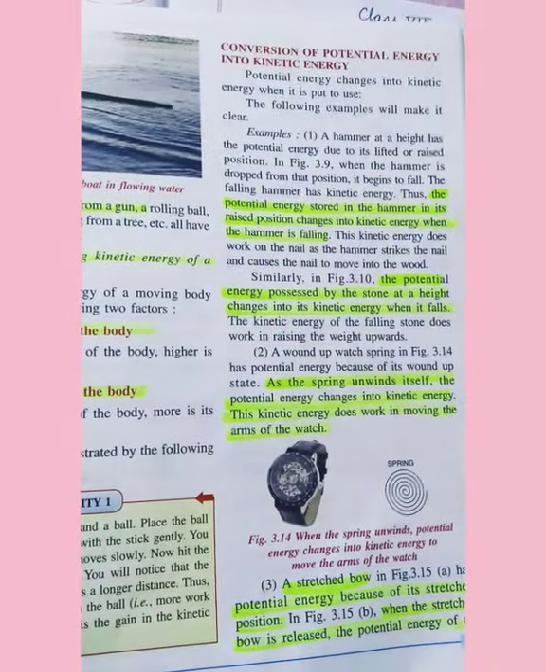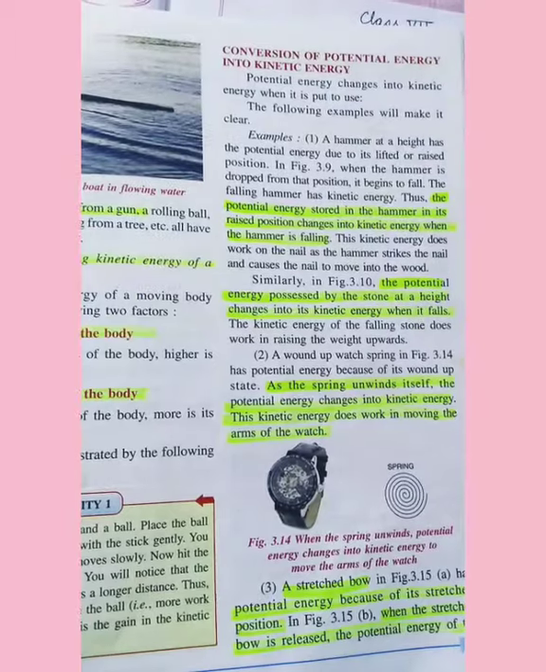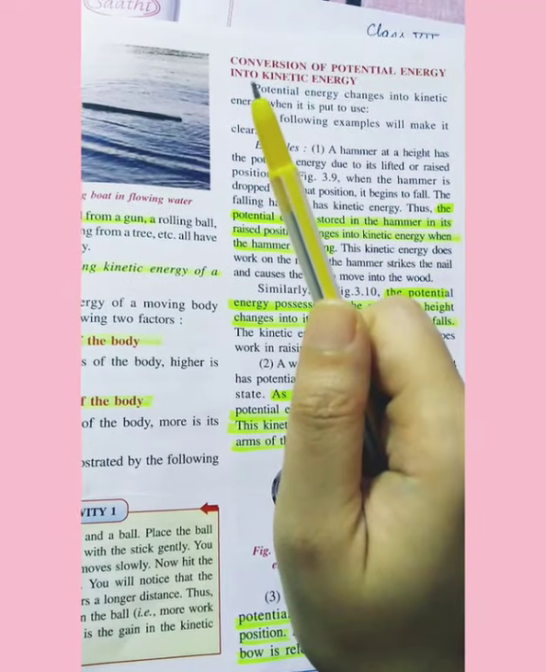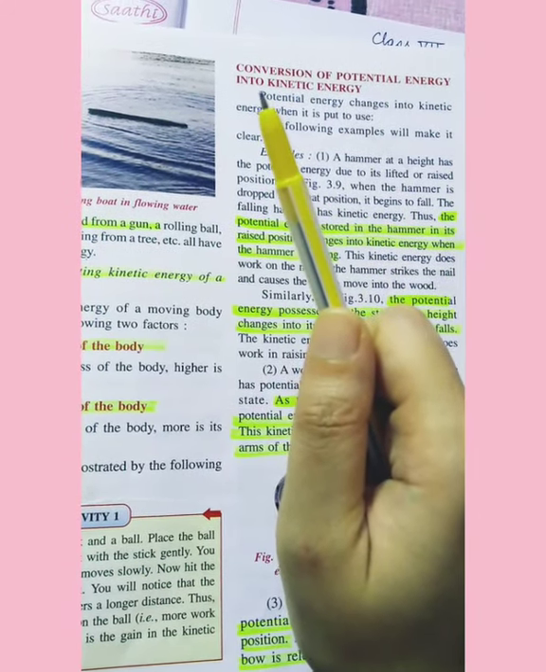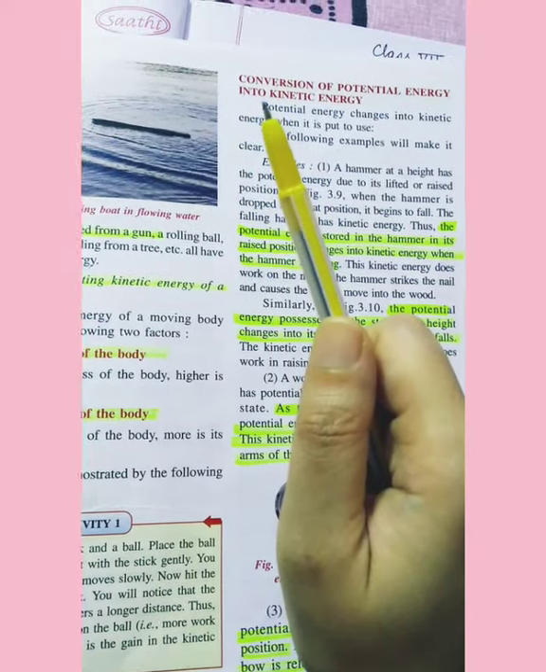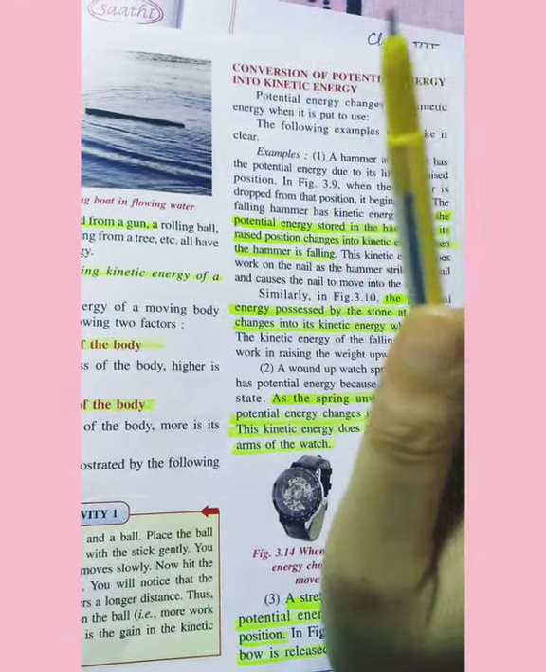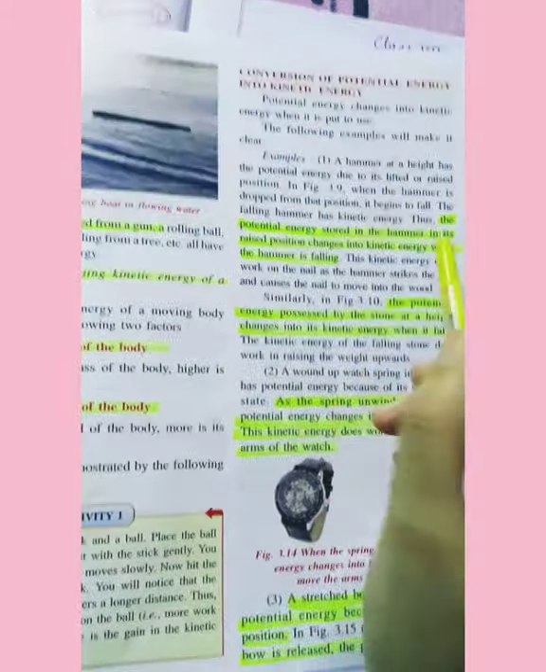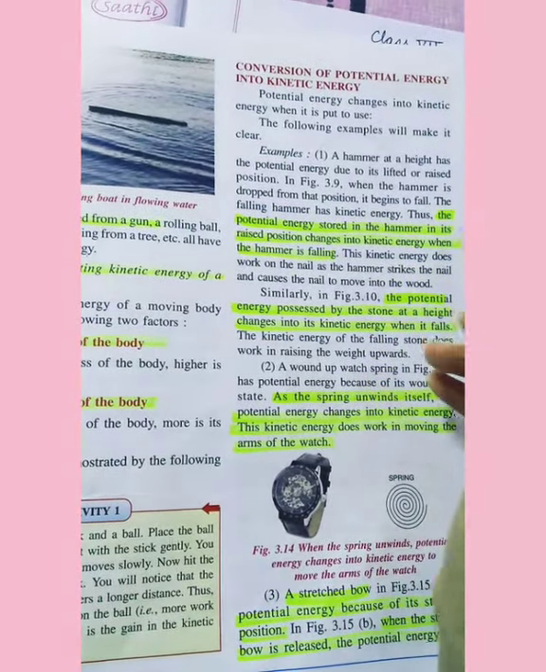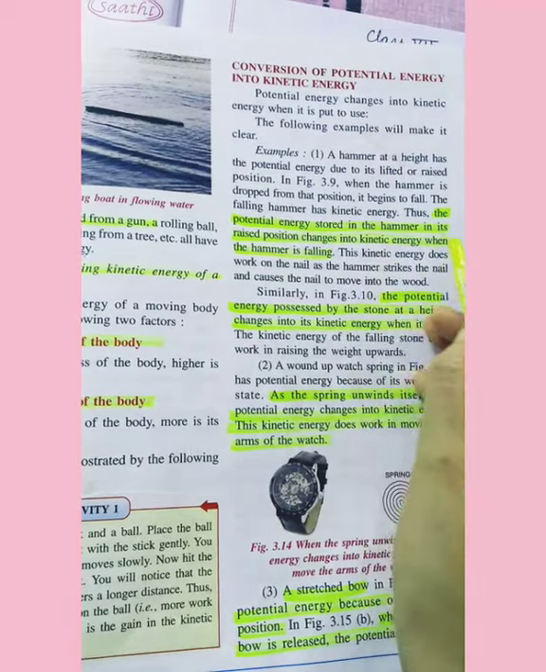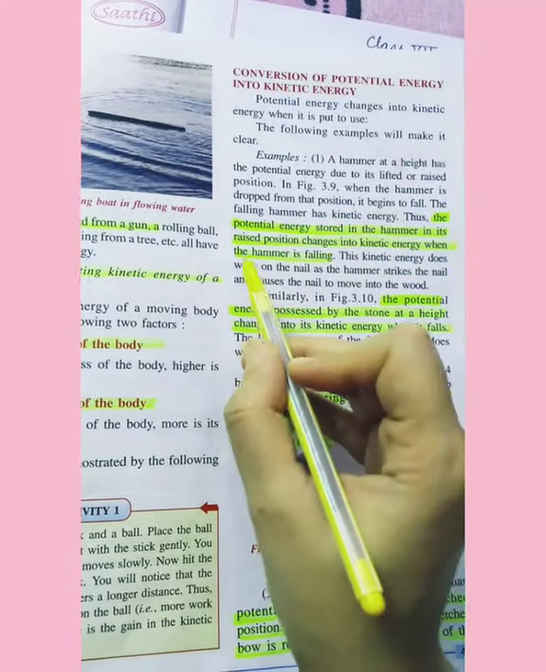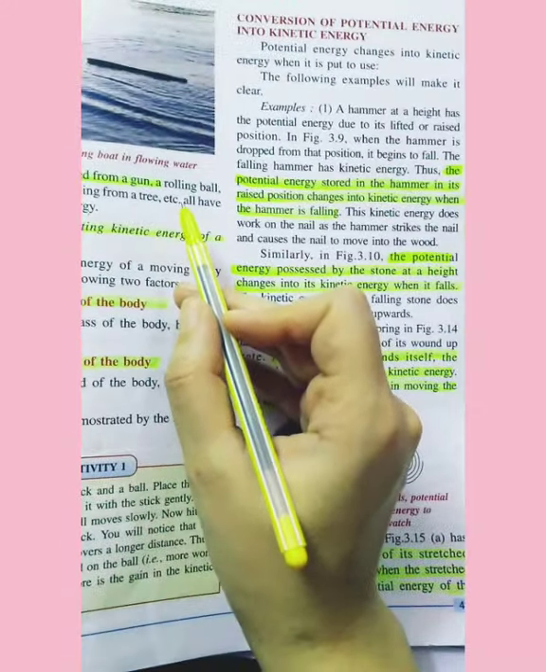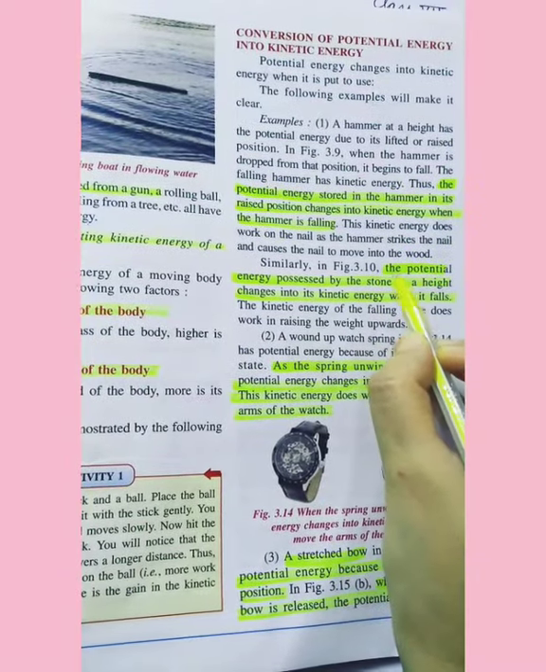See, like I gave you the example of the hammer. You have raised the hammer to this height. Now it is at rest position because I have done the work against gravity, so it has some energy stored in it. What type of energy, children? Potential energy. But now if I move the hammer and strike the nail, then that potential energy will be converted into kinetic energy. Okay, underline this. The potential energy stored in the hammer in its raised position changes into kinetic energy when the hammer is falling. When it starts moving, then potential energy changes into kinetic energy. Underline this also.